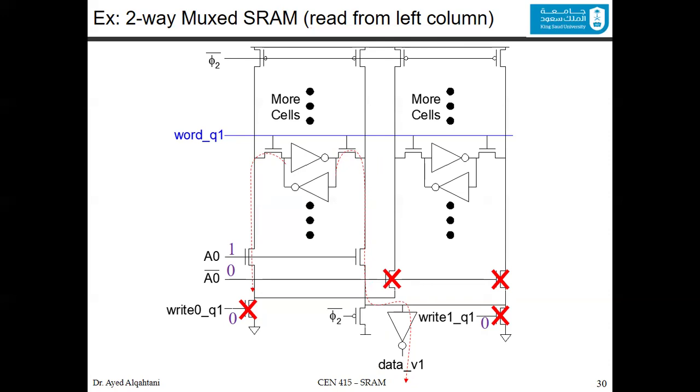Now for the write, what happens is, since we are writing to the left column, you choose the word line and you assign 1 and 0 as we mentioned in the read.